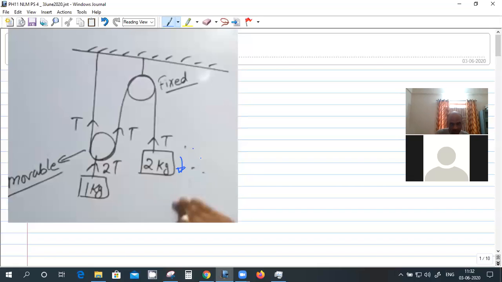This is going with acceleration, say A2, and let this thing go up by acceleration A1, because I'm not sure whether they are the same. So let me call them A1 and A2. Can you relate A1 and A2?